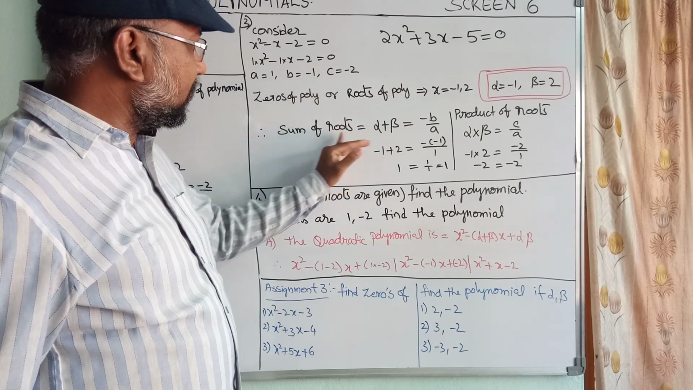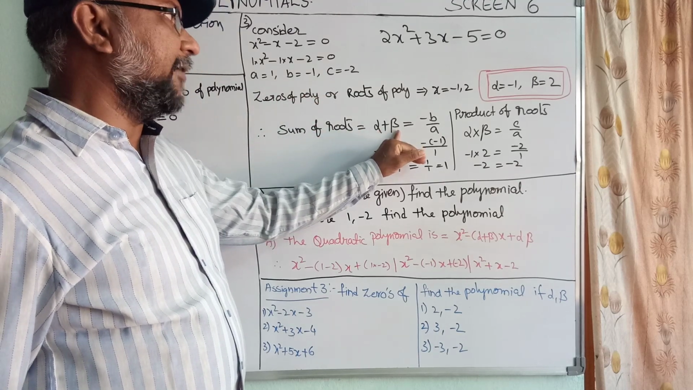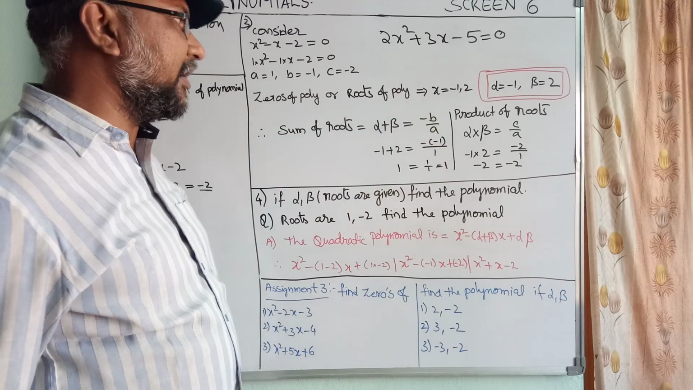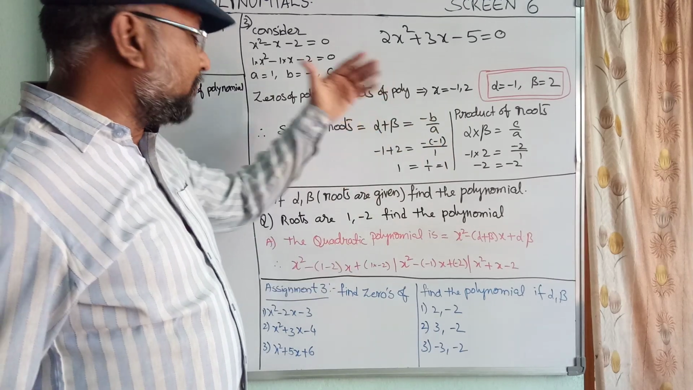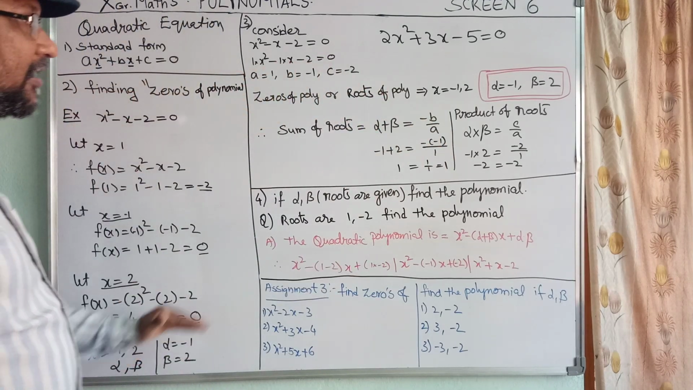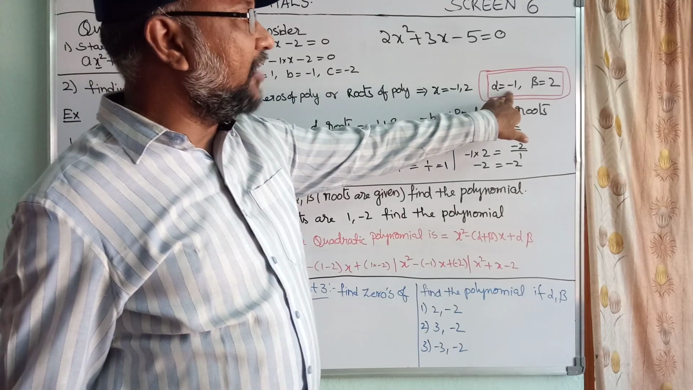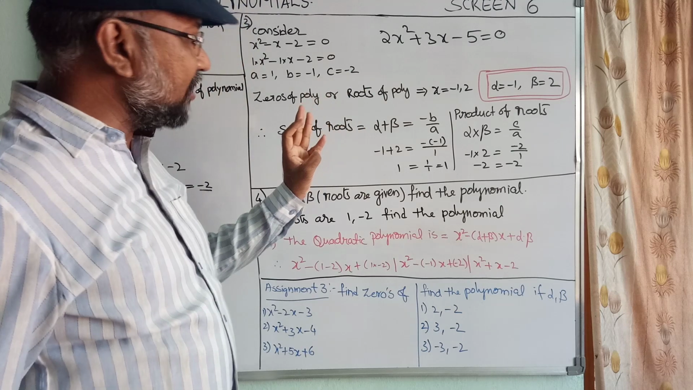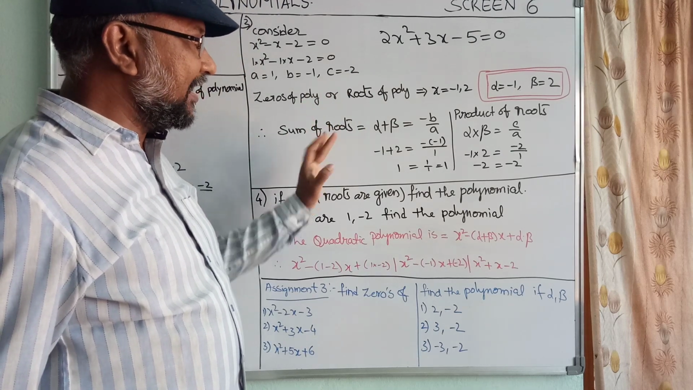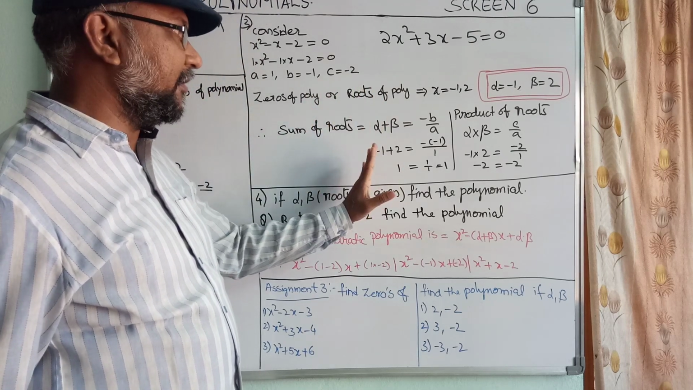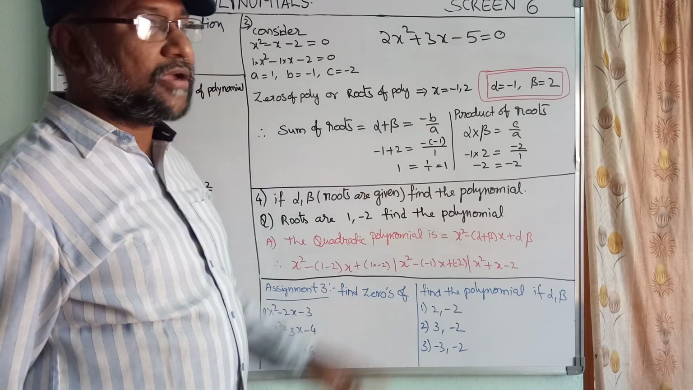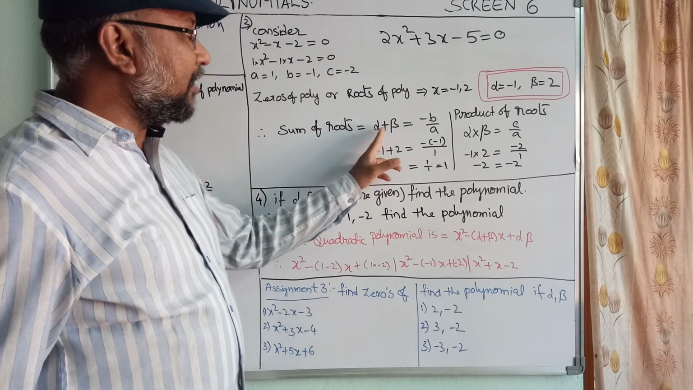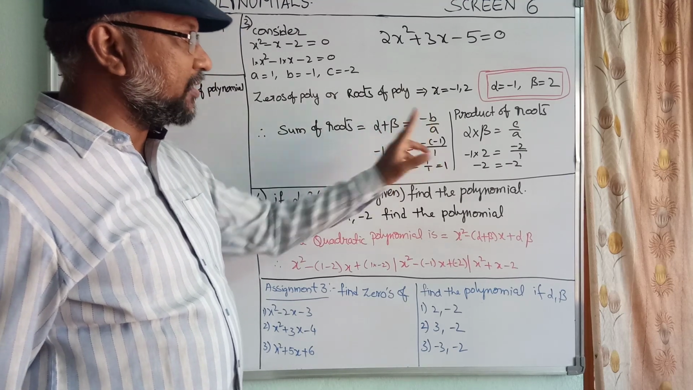Sum of the roots alpha plus beta is equal to minus b by a. So, by this method, we can find the alpha value and beta value. And we have the a value, b value and c value. We have a relation between roots and the constants. The sum of the roots is equal to minus b by a.